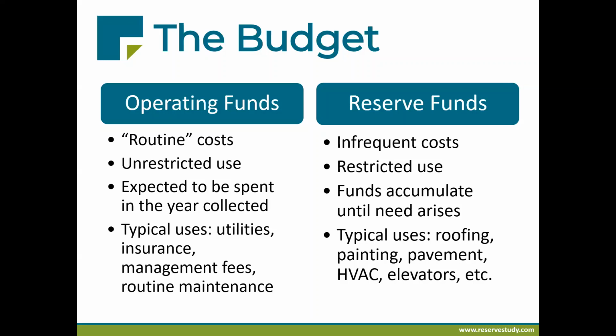Some of the other differences between operating and reserves is that reserve money is restricted. What that means is that once you put $1 into a reserve account, it can only be spent on specific things, not any random project, any other cost or bill the association has to pay for. Another major difference is that in contrast to the operating fund, reserve money will accumulate, sometimes over many, many years, building up an account balance until it needs to be spent on its intended purpose. So going back to our analogy, in that way, the reserve account functions a lot more like a savings account, maybe even a college fund or a retirement fund for an individual or for a family.